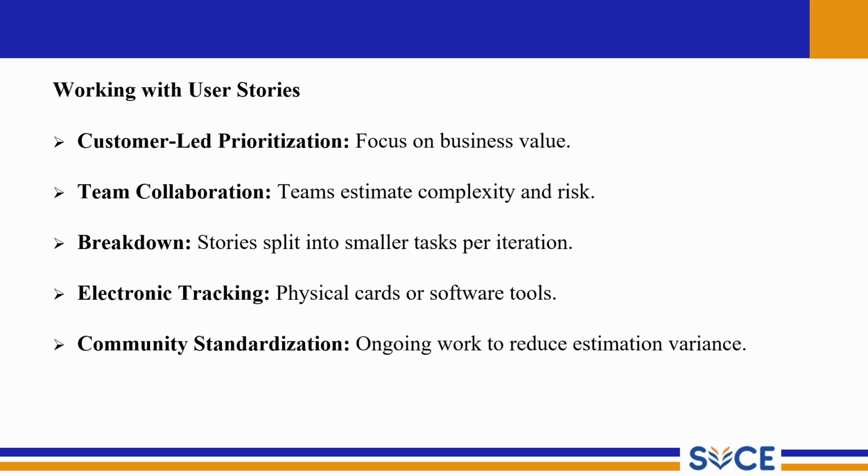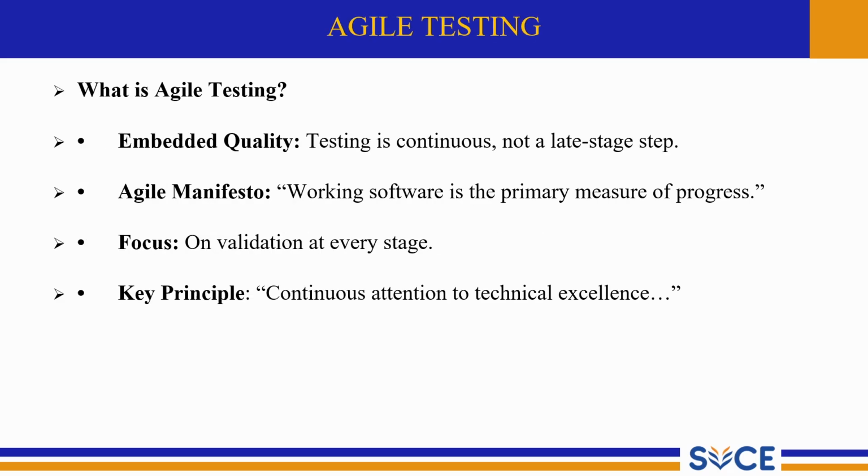So, by prioritizing customer needs, collaborating as a team, breaking the work into smaller pieces, tracking the progress effectively, and following estimation standards, agile teams manage the user stories efficiently and deliver consistent value. The next one is agile testing.